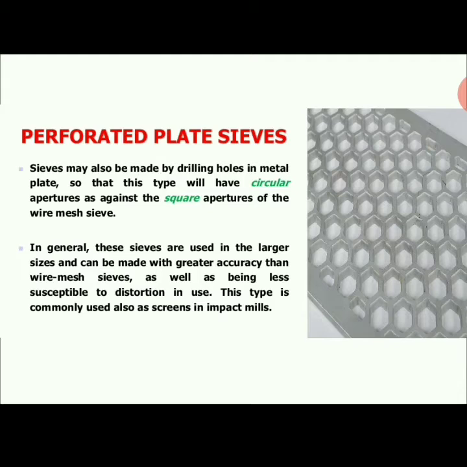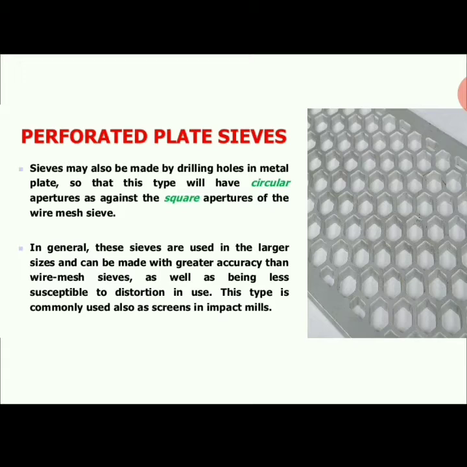Then the next point: this is all about the types of sieves. What are the types? First is the woven wire sieves, second is the bolting cloth sieves, third is the closely spaced bars or bar screens, and fourth is the punched plates or perforated screens.